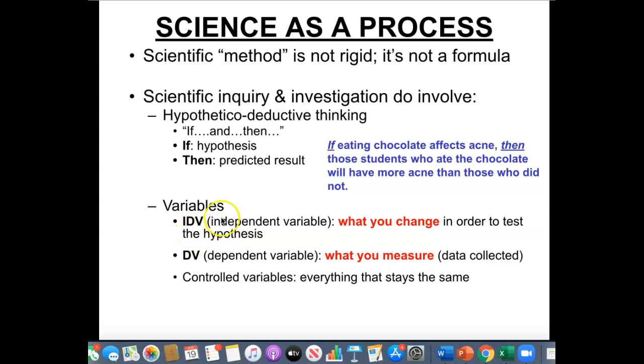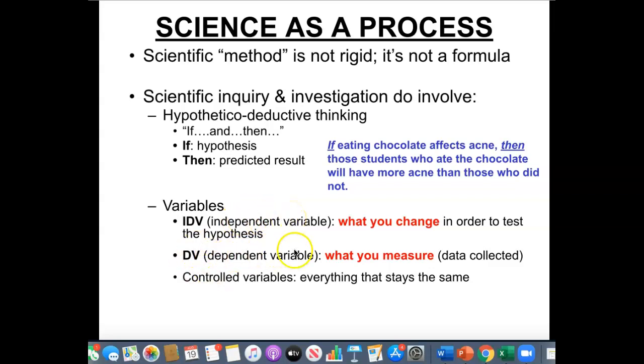Science involves different variables. We have our independent variable. This is what you are actually changing as the experimenter in order to test your hypothesis. The independent variable is sometimes called the manipulated variable. So I would write that down. They're the same thing, because you might hear that.